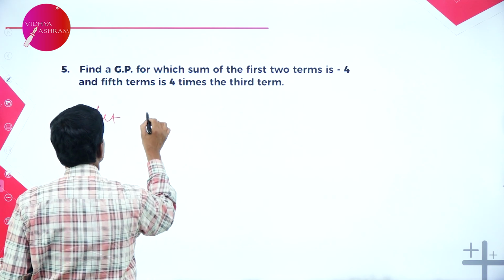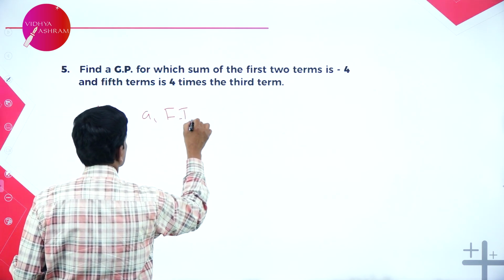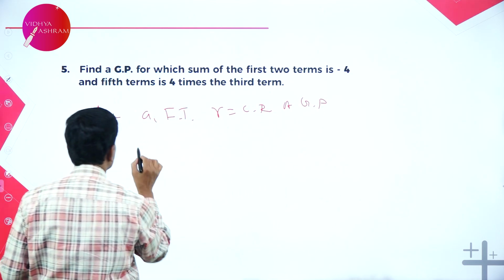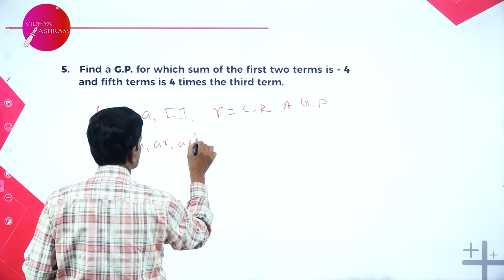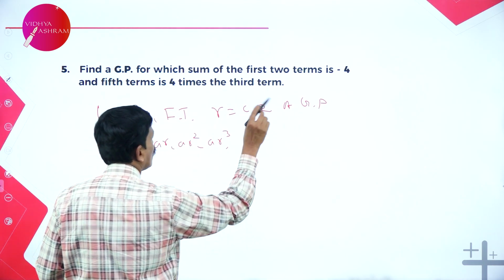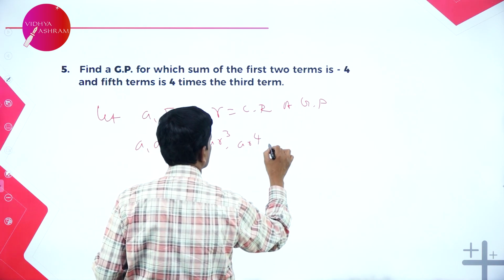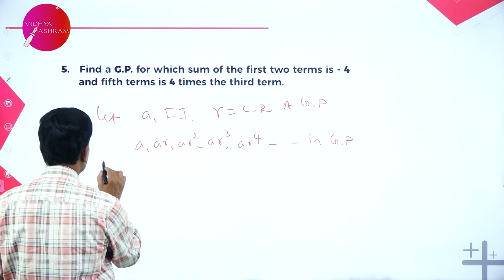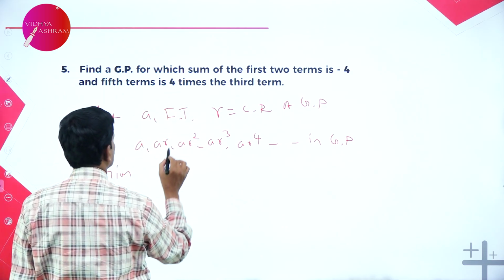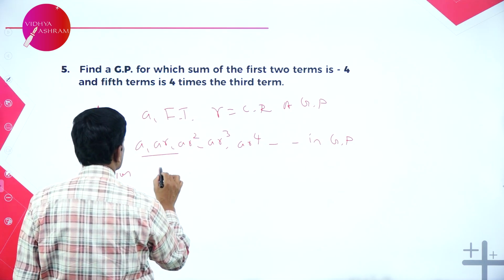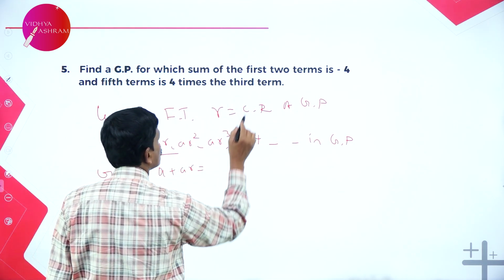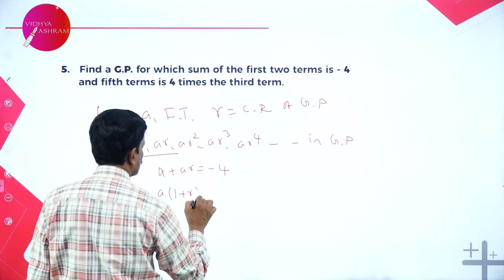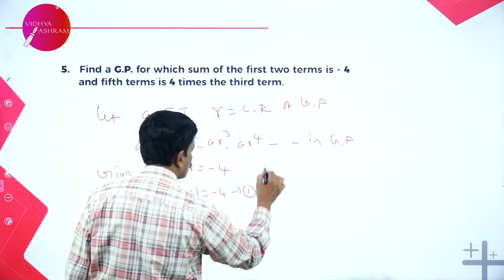Let A be the first term and R the common ratio of a geometrical progression. Let A, AR, AR square, AR cube, AR to the power of 4, etc. be in a geometric progression. Now what is given? The first 2 terms: A plus AR is equal to minus 4. You can take the common factor A out: A into (1 plus R) is equal to minus 4. Let us represent this as equation number 1.